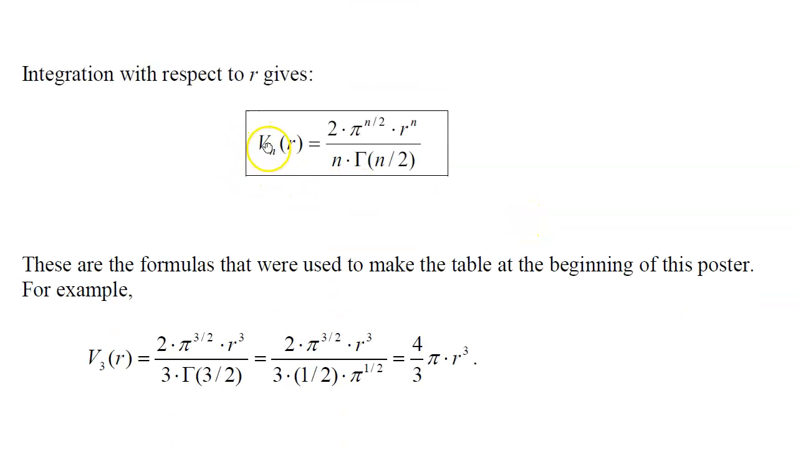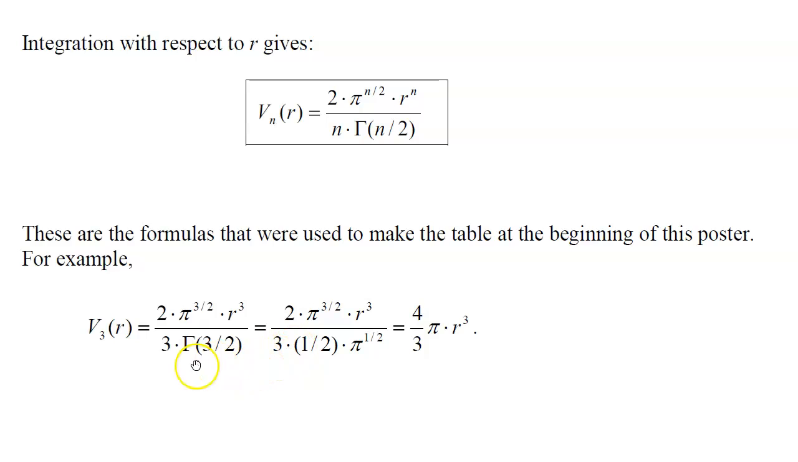Let's look at V sub 3 of r. Let's look at this formula when n is 3. The volume of a ball of radius r in three-dimensional space should be 4/3 pi r cubed. But if we plug in 3 for n, what happens? We get 2 pi to the 3/2 times r cubed, over 3 times gamma of 3/2. Now remember, we figured out gamma of 1/2 and gamma of 3/2 and gamma of 5/2 last time.